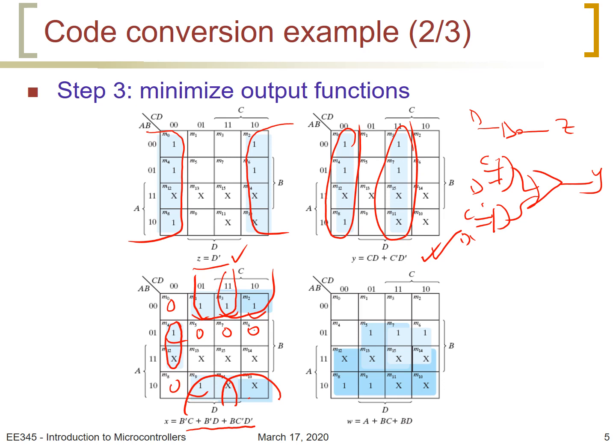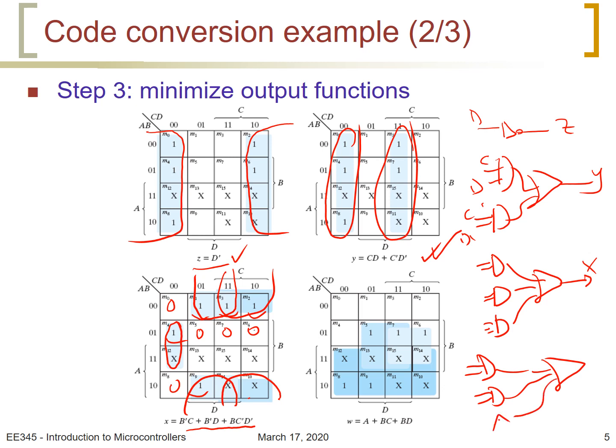And x equals b prime c or b prime d or bc prime d prime. So we write all these inputs and we say this is x, and similarly w equals a or bc or bd. It needs two AND gates, and that is w. We can do that. So we have, in essence, 4 separate circuits. Or maybe better, in order to minimize the gates, look here, how many gates do we have? 1, 2, 3, 4, 5, 6, 7, 8, 9, 10, and an inverter.